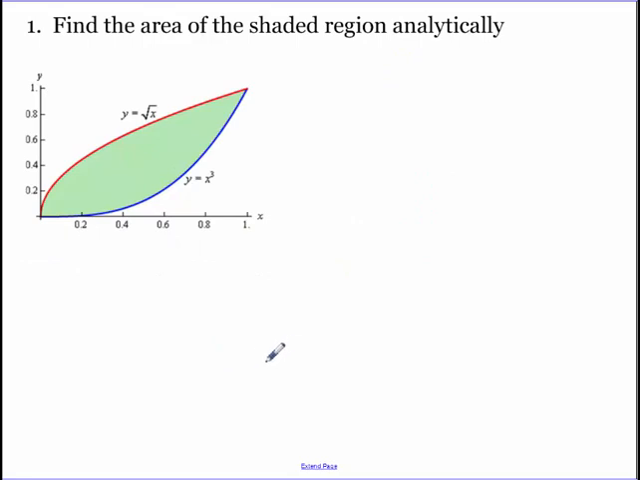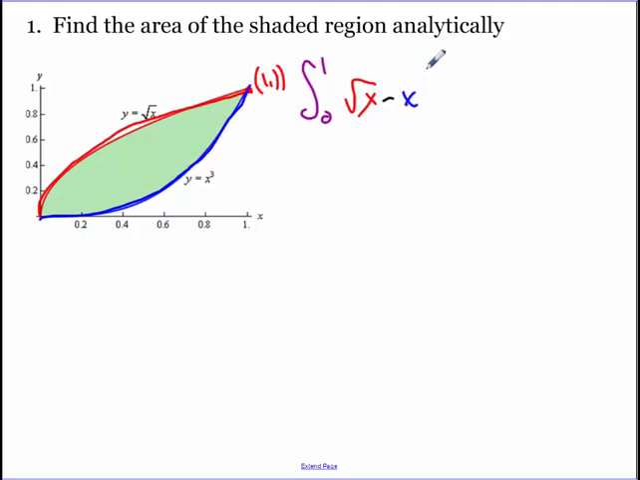Okay, our first example. We're finding the area of our shaded region. They intersect at the point 1, 1. So we have the integral from 0 to 1 of our top function, or the function farthest away from our x-axis, which is root x, minus this function here, the bottom function, x to the third, and we're taking the area in relation to x.